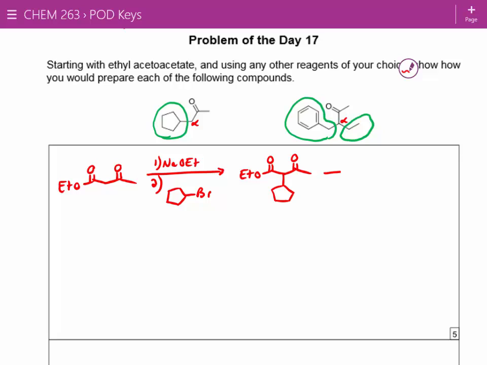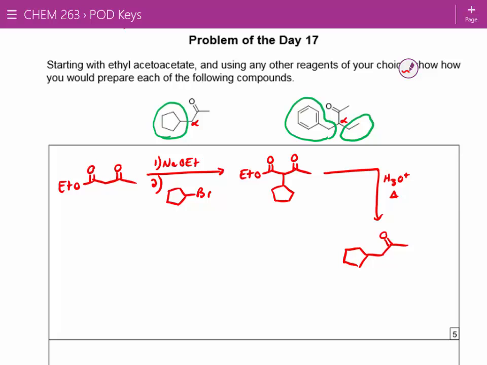And then what do we need to do to get to our final product? How do we convert? Acid and heat. So we need H3O+, which will convert that ester into a carboxylic acid. And then if we add heat, we can do our decarboxylation.